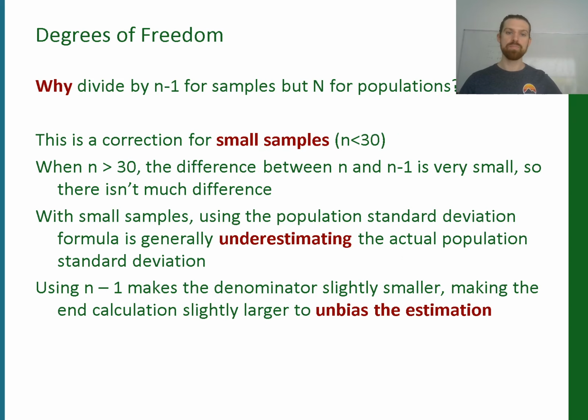So, the number of degrees of freedom. Why? Well, this is basically a correction for small samples where you don't have much data. And remember before I said that if there's uncertainty within some of our sampling methods, we might need to change how we calculate some of our estimated metrics, and this is a good example. When you've got a large number of samples, the difference between n and n minus 1 is very small. But with small samples, you might be underestimating the actual population standard deviation, and therefore you need to account for this. So by using n minus 1, the number of degrees of freedom, we make the denominator slightly smaller, making the result slightly larger to unbias the estimator.